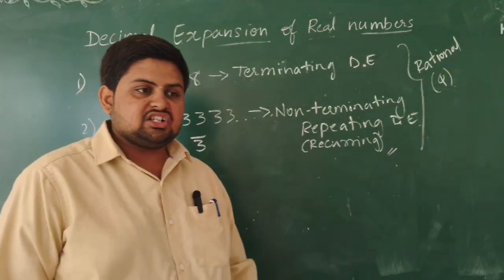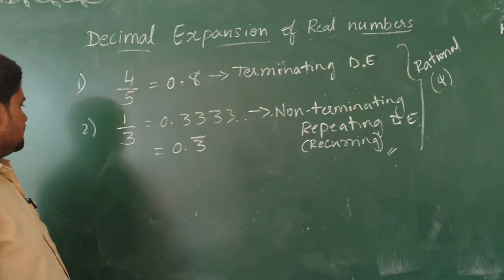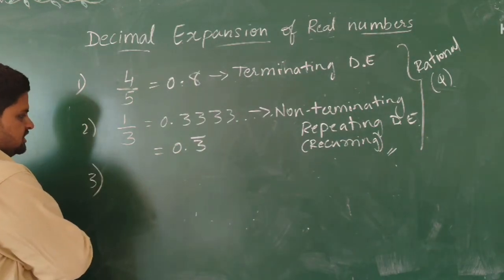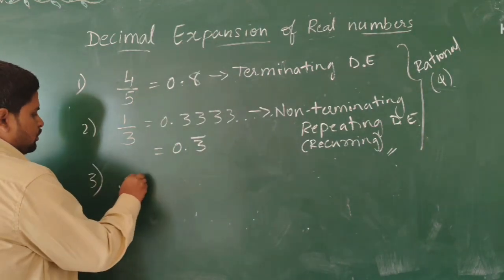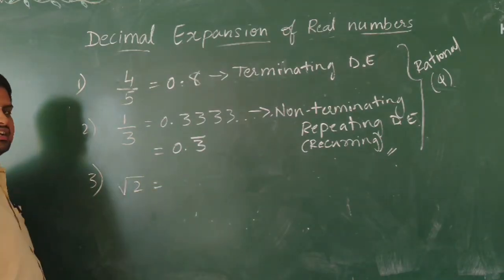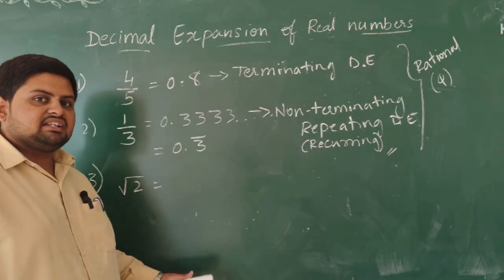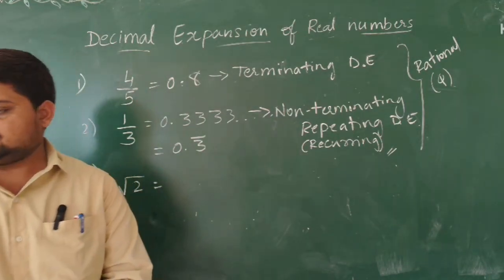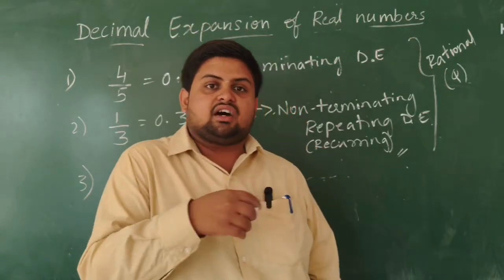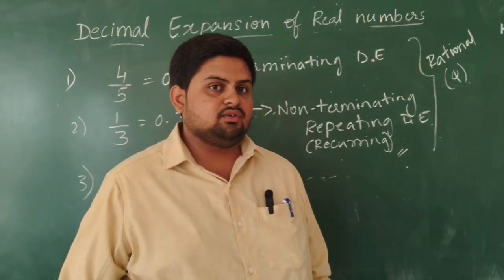Then what about irrational numbers? You might have heard of irrational numbers. Give me an example of an irrational number. I'll take root 2. Root 2 is an irrational number. What can be the decimal expansion of this number? How do we find the decimal expansion of root 2?